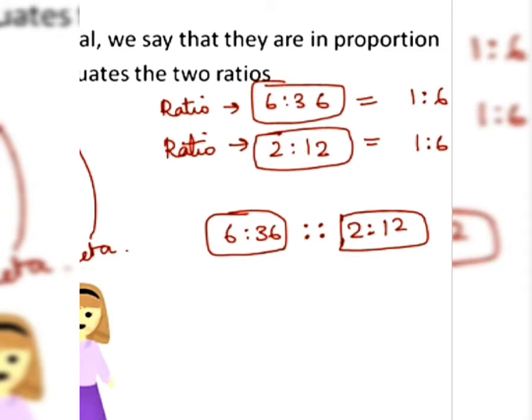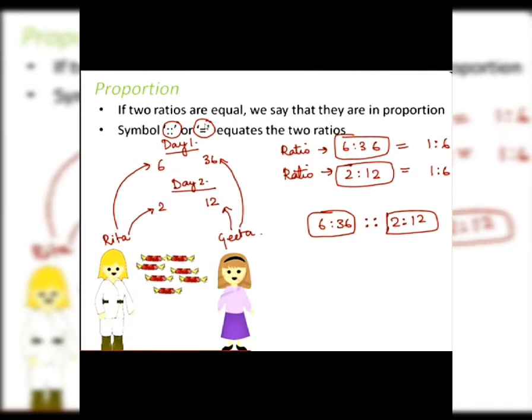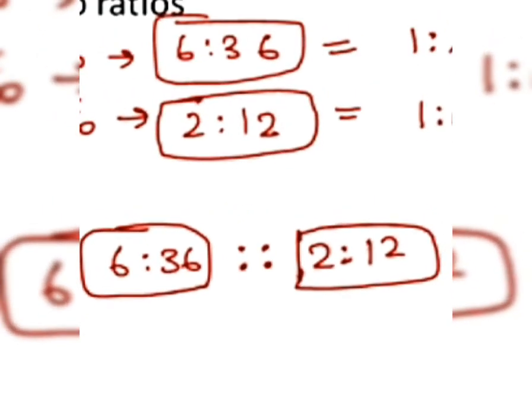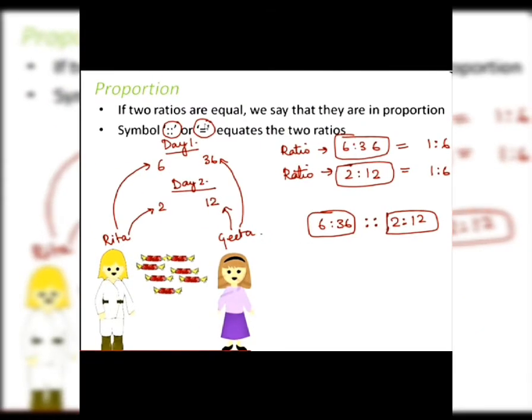So basically these two ratios are equal. These two ratios are said to be proportional to each other because they are equal ratios. So we say that 6:36 is proportional to 2:12. And these four dots between 6:36 and 2:12 are the sign, the representation, for proportionality. So we denote proportionality by these four dots, like this. It means the value of one ratio is equal to the value of the other ratio. So basically we mean that two equivalent ratios are proportional.